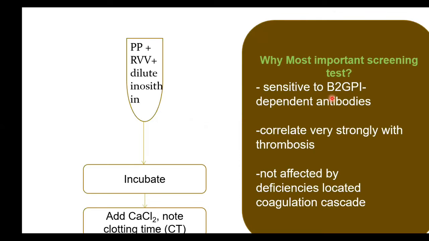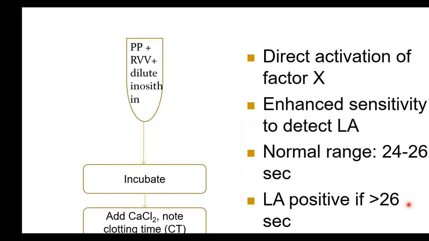Because it is most sensitive to beta-2 glycoprotein antibodies, which are the most specific antibodies produced in APLA. Studies show that DRVV correlates very strongly with thrombosis, and it also does not get affected by deficiencies located in the coagulation cascade. So it is able to reduce the confounding effect of so many other things which may very frequently happen in any coagulation testing. The normal range is 24 to 26 seconds for DRVV, and if it is more than 26 seconds, then the screen is positive.